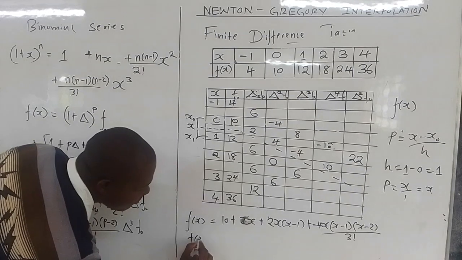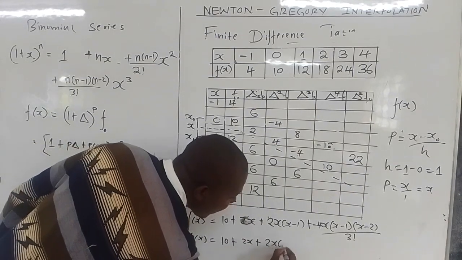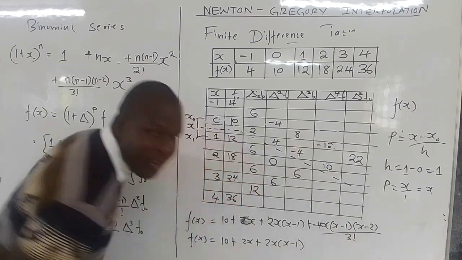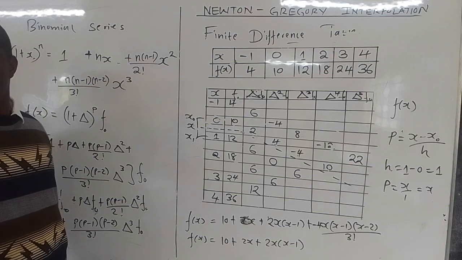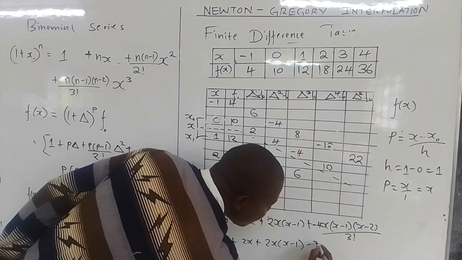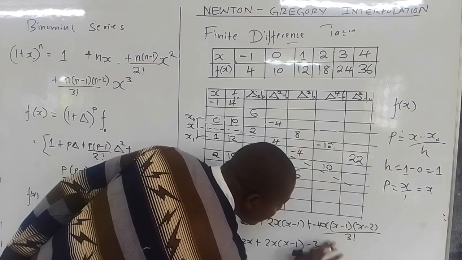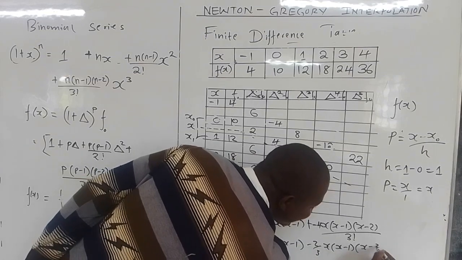It means we have our f of x is 10 plus 2x plus 2x into x minus 1. Negative 4 by 3 factorial is? Calculator. Negative 2 over 3. You have negative 2 over 3. Then you have your x here, isn't it? x into x minus 1 into x minus 2.